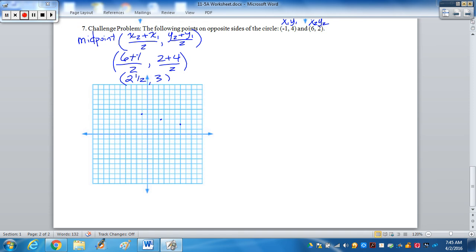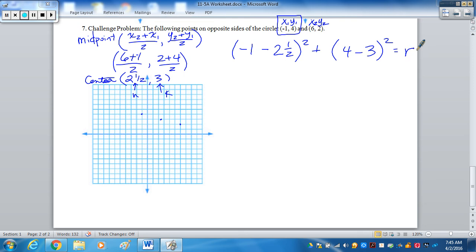Now, from there, again, my point here is, that's my center. Center, there we go, okay? And so we've got to be thinking that this is H and that this is K. All right? So from there, I need to figure out my radius length. Well, I'll use this point here, -1, 4 with my center over there. So it will be something like this. Let's see here, x minus h squared plus y minus k squared equals the radius squared.